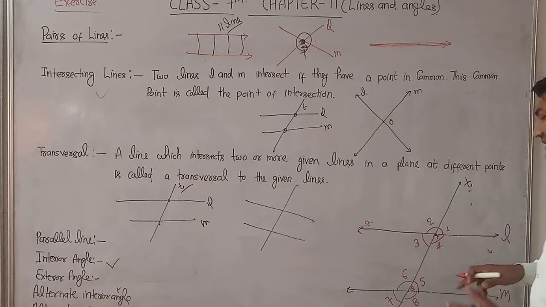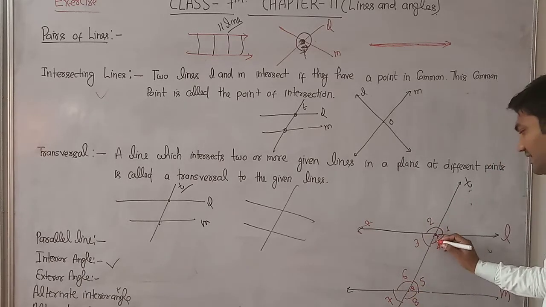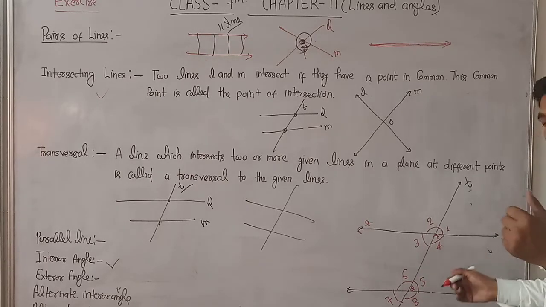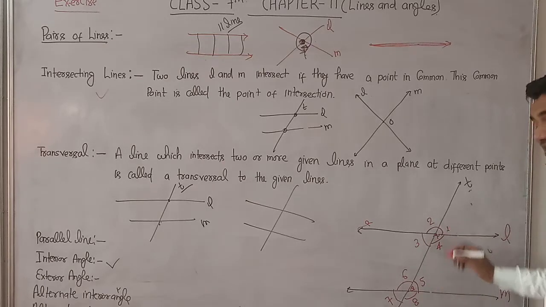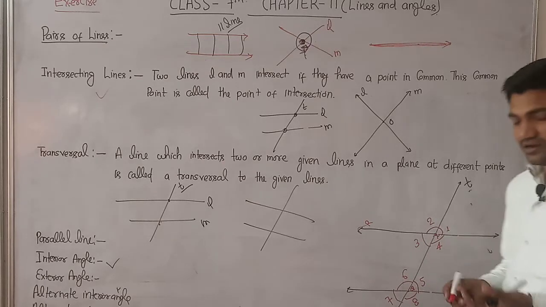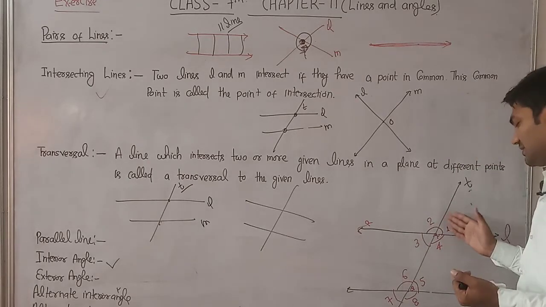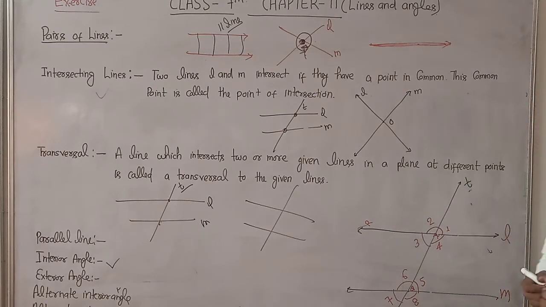An interior angle includes the line PQ. If the angles do not include the PQ arm, it is called an exterior angle. If the angles do not include the line or arm PQ, then it is called an exterior angle.